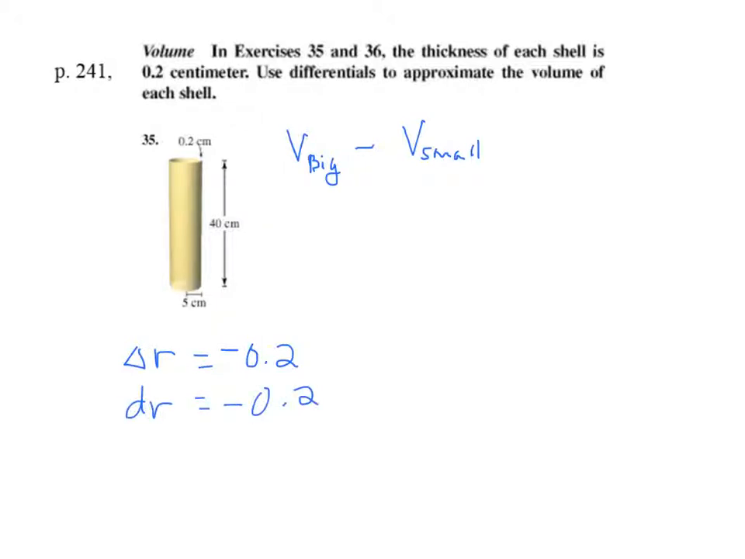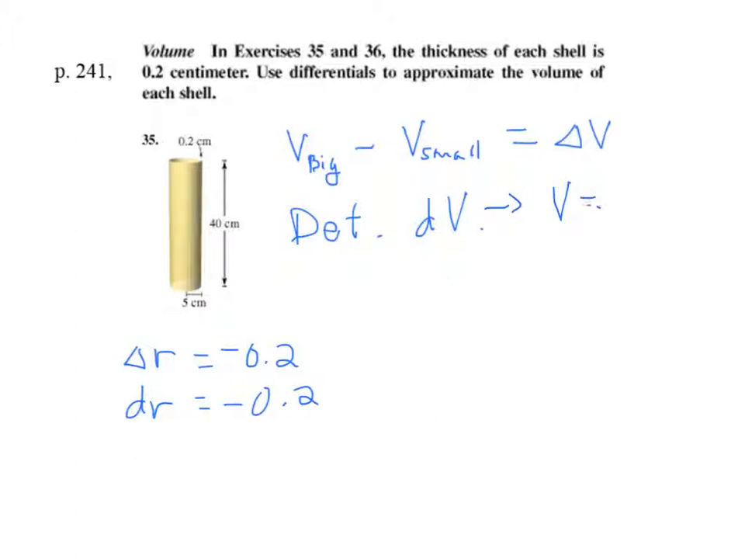And of course what we're interested in, if you think about it, is the change. This is equal to delta V. Well, we're going to estimate that by determining dV. If we get dV, then we've got a good estimate of what the volume of the plastic that makes up this cylindrical pipe is. So first of all, we should probably be figuring out what our volume formula is, so that way we can figure out what dV is.